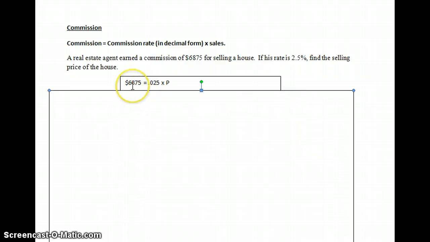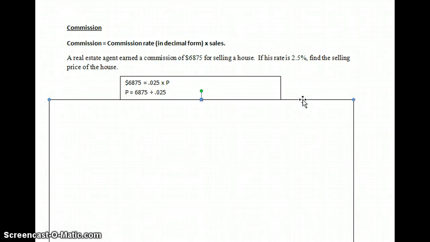and write everything in. My commission is $6,875, so I write it first. There's commission. My rate is 2.5%. Move my decimal 2 places to the left, and there I've got 0.025. And then the price of the house is an unknown, so I'm going to assign it a variable. I'll call it P.